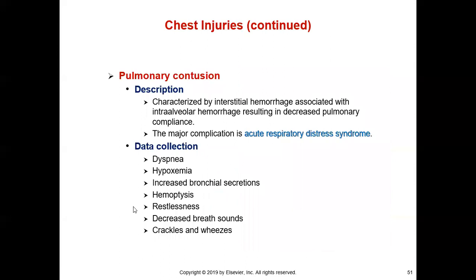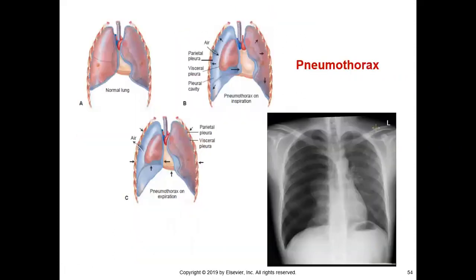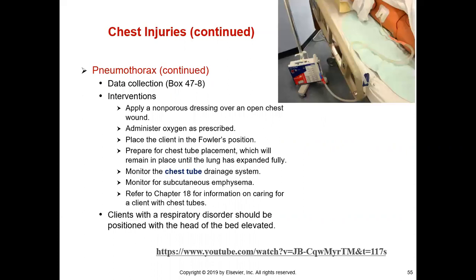Now go to another key medical condition, pulmonary contusion. What is pulmonary contusion? It is characterized by interstitial hemorrhage associated with intra-alveolar hemorrhage, resulting in decreased pulmonary compliance. The major complication is acute respiratory distress syndrome. So, pulmonary contusion.